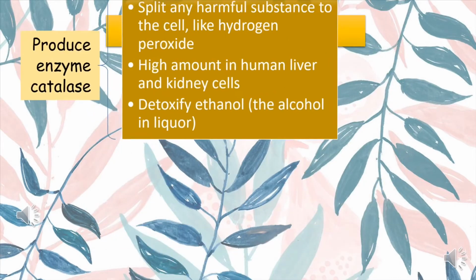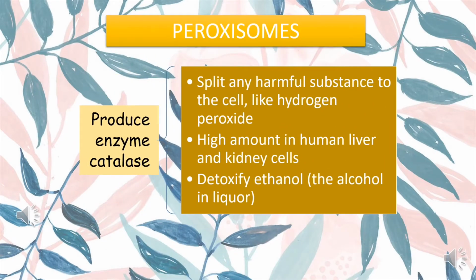Peroxisome. It produces the enzyme catalase. Its function is to split any harmful substance to the cell, like hydrogen peroxide, and there's a high amount of peroxisomes in human liver and kidney cells. It also functions to detoxify ethanol, the alcohol in liquor.